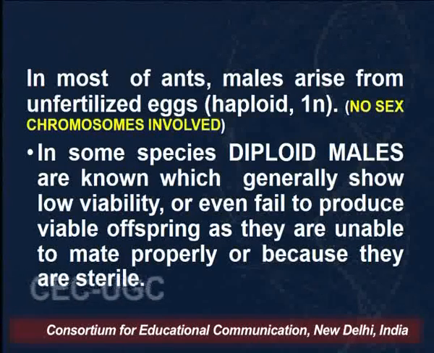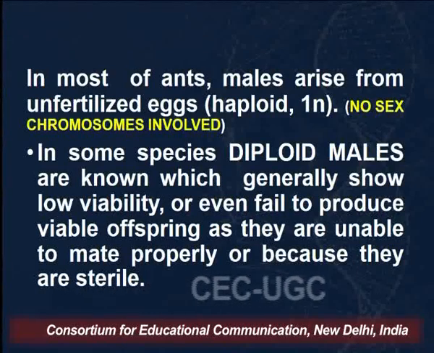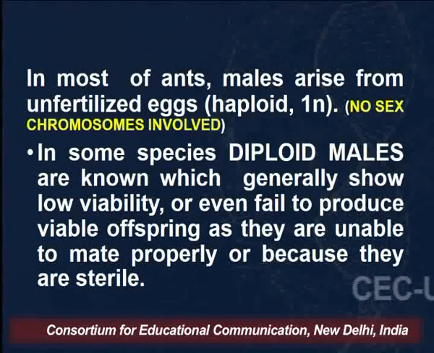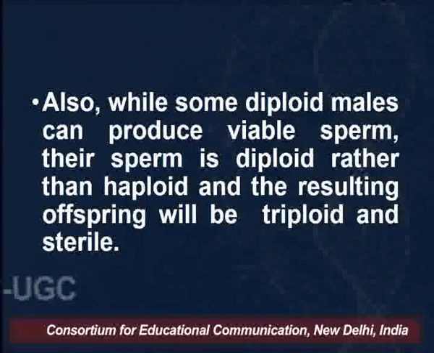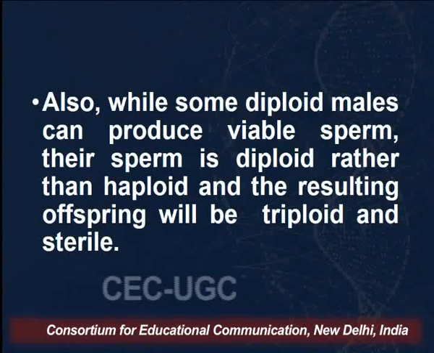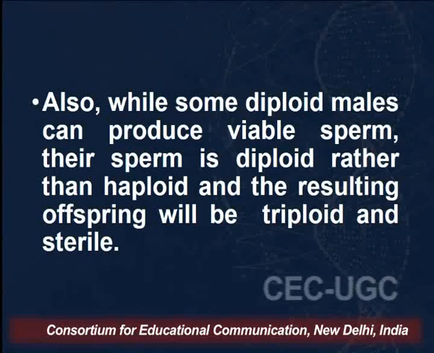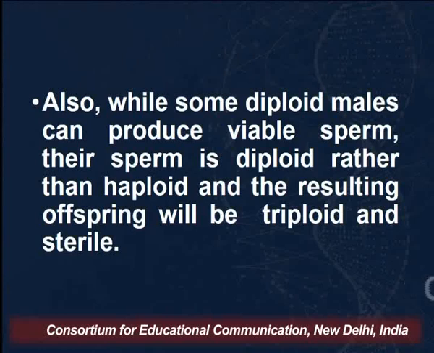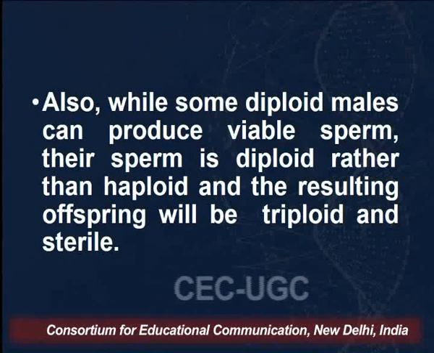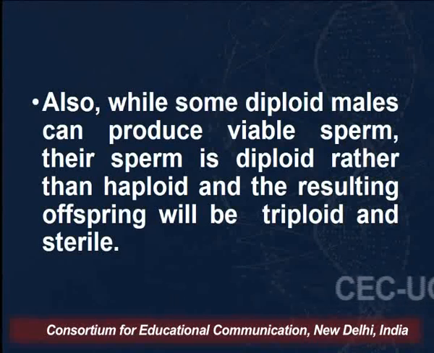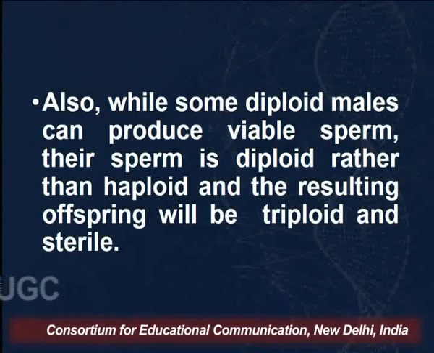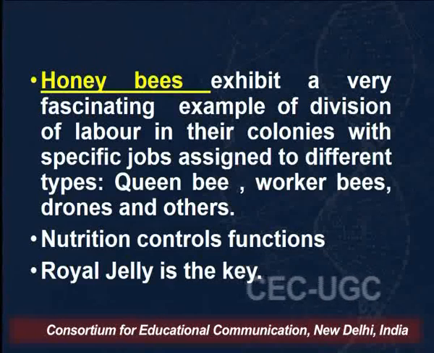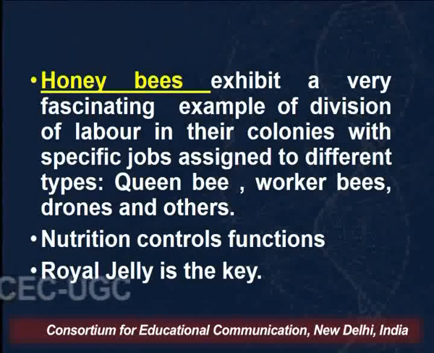But then they will be very low in viability, they will not give rise to viable offspring, and most of them are even sterile. And even if they can produce a viable sperm, this sperm would be diploid, because it will be a mitogamete, and then it would further give rise to a polyploid series, that is a triploid series, and again the progeny would be sterile.